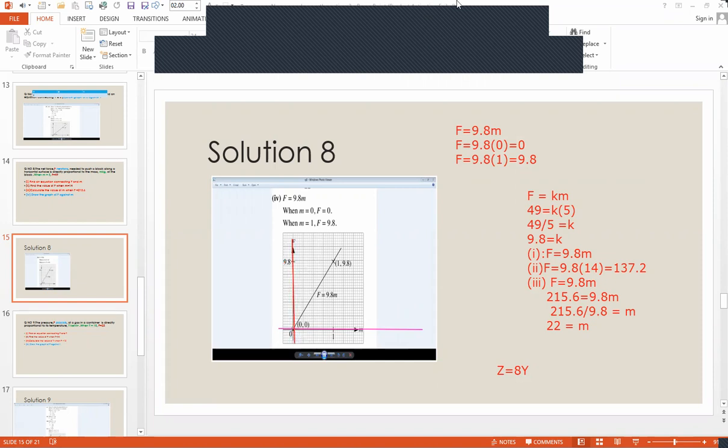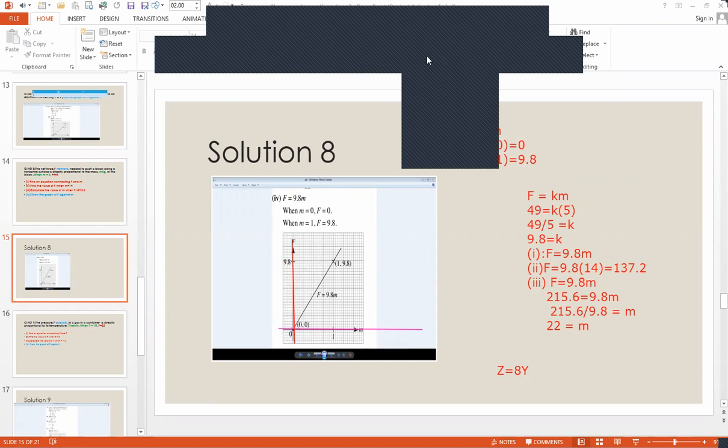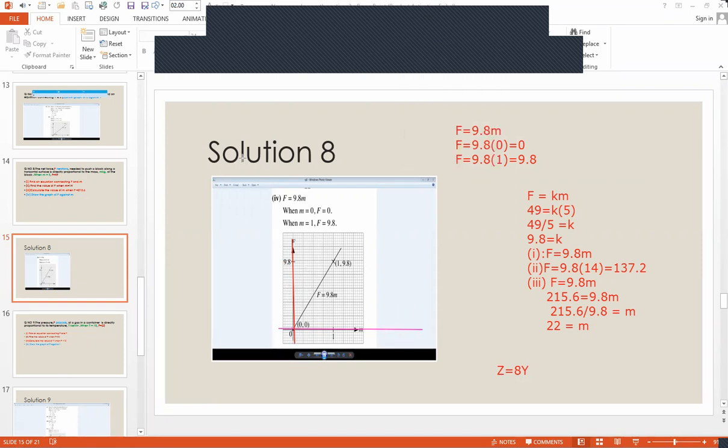Is that clear? Now we move towards the graph, and for the graph, first you have to take the origin 0 and 0, then you take 1 and 9.8, and then you join these 2 points. After joining these 2 points, you are able to draw the graph. The scale is very simple. You just take the values 0 and 1, and then 0 and 9.8. Simply take the one value. That purple line shows its movement.